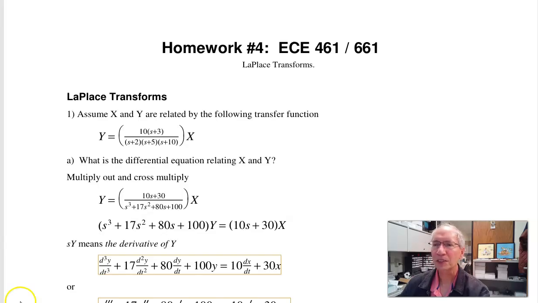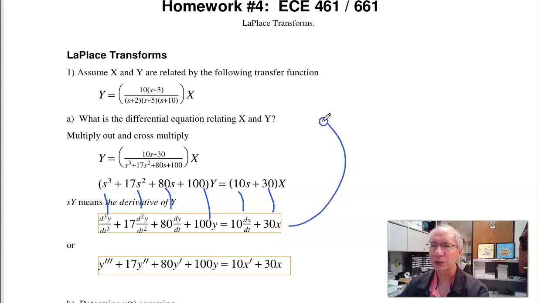The first problem is, suppose x and y are related by a transfer function. What is the differential equation that represents? Well, to find that, just cross multiply out the polynomials, and note that s means derivative, so s cubed is the third derivative of y, s squared second derivative, s the first derivative, and just y, derivative of x and x. So this differential equation is the same thing as that transfer function, just another way of writing it.